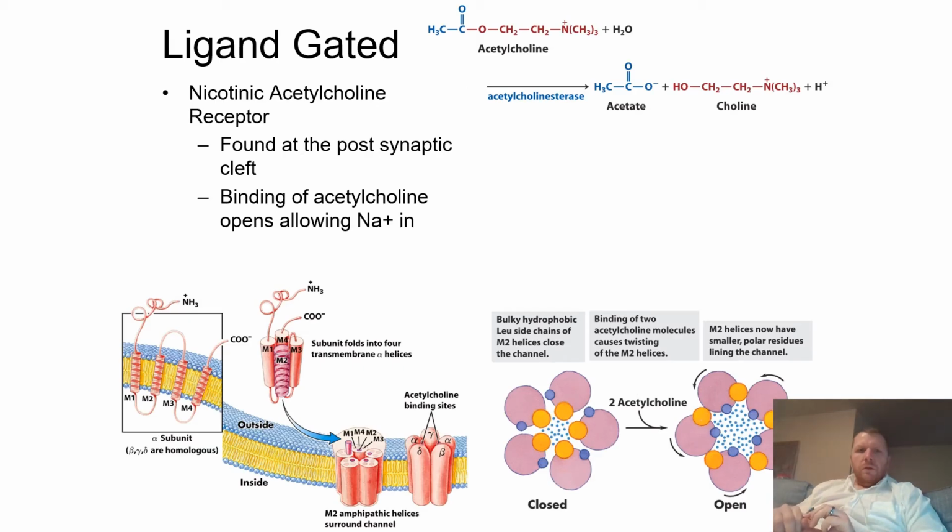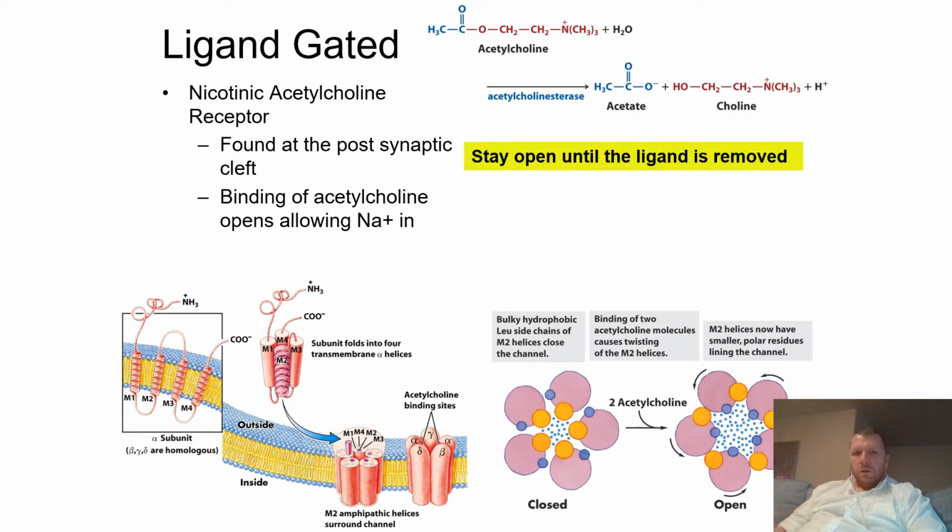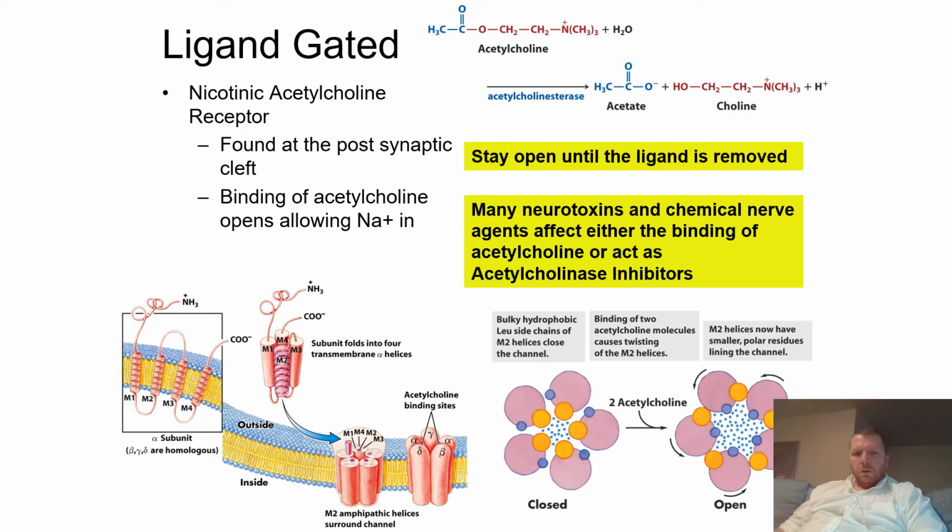An example of a ligand-gated channel would be the nicotinic acetylcholine receptor. This is found at a postsynaptic cleft, and what this does is it binds to acetylcholine. Here's our molecule of acetylcholine. I need to switch to my marker, my pen. Here's acetylcholine. Now, what that will do is acetylcholine will bind. I've got kind of an example down here.